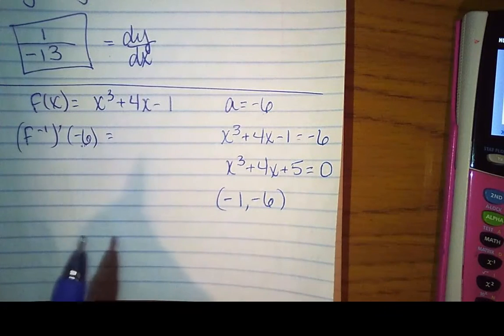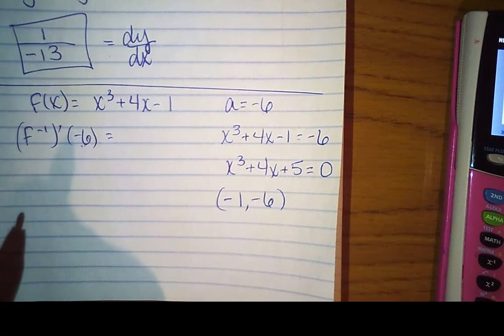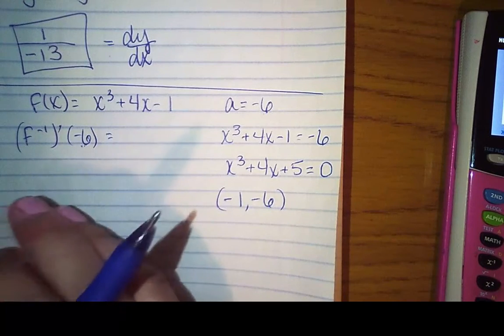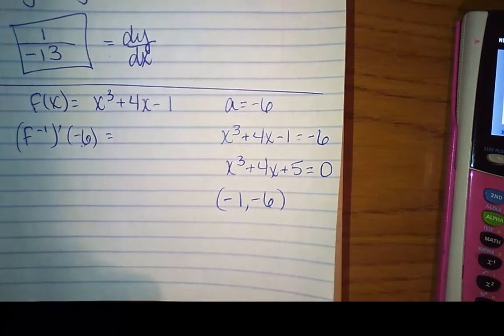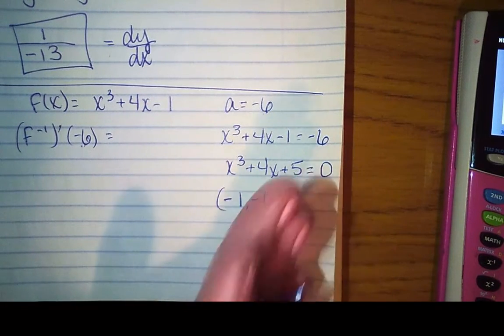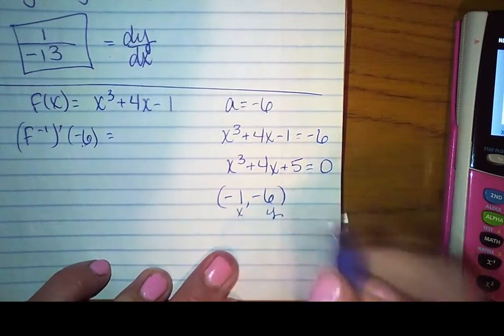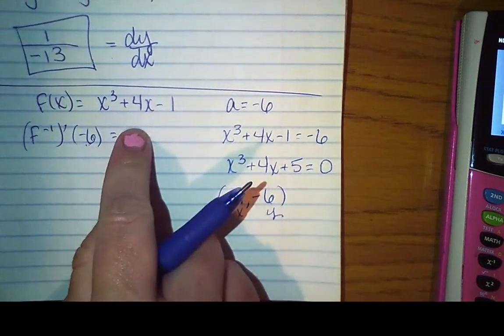So we're going to do the easy way: I'm going to find the slope of the original function at my given point, and then I'm going to flip it. That's all I'm going to do. I'm going to find the slope of the original function at the given point, and then flip it. So this is the x and the y on my original function.